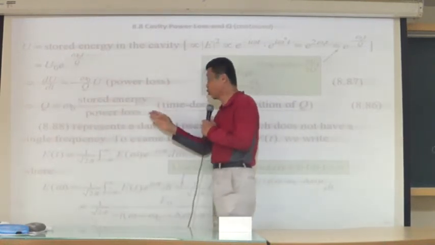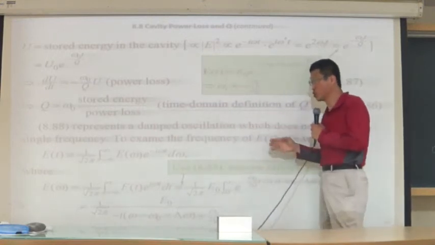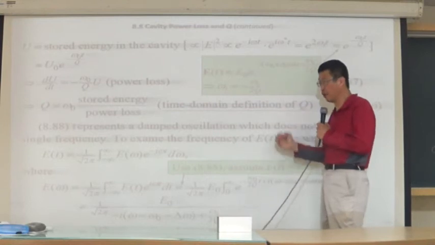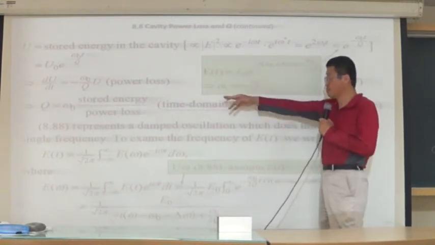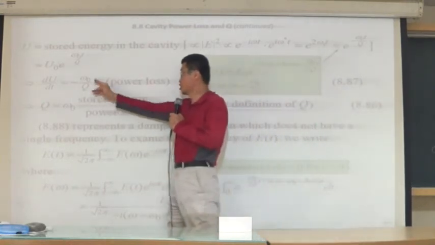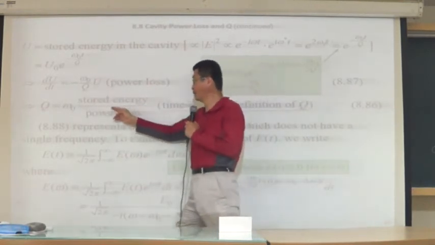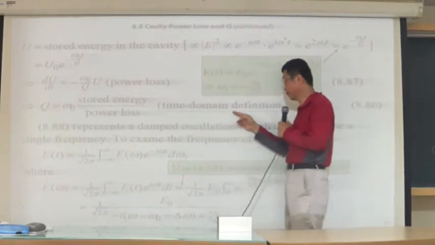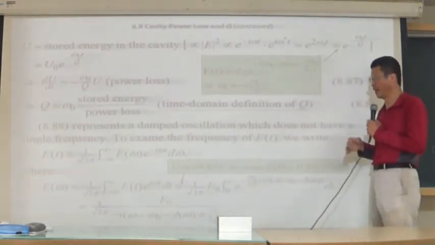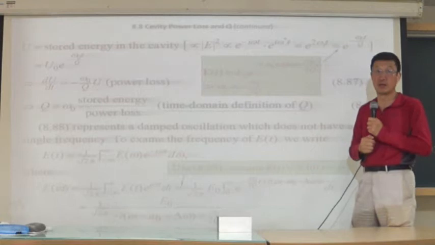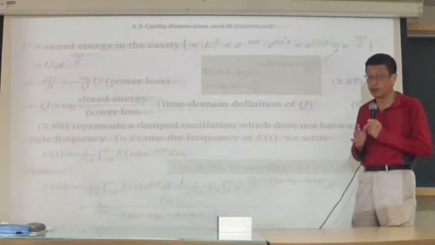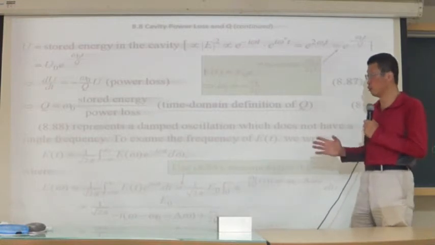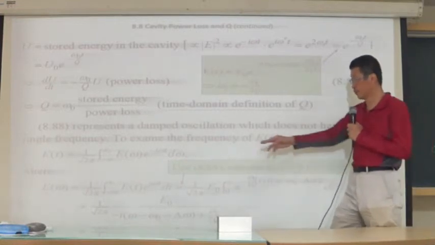So the quality factor equals the resonance angular frequency, times the stored energy, divided by the power loss. That's the time domain definition of Q. That will be different from the frequency domain viewpoint. I will show you the viewpoint of the frequency domain here.